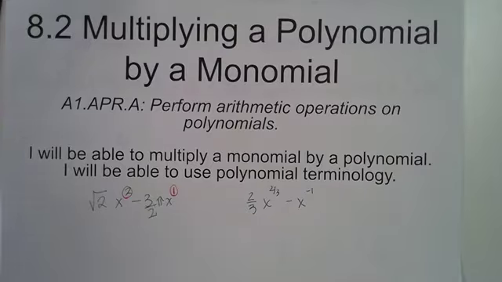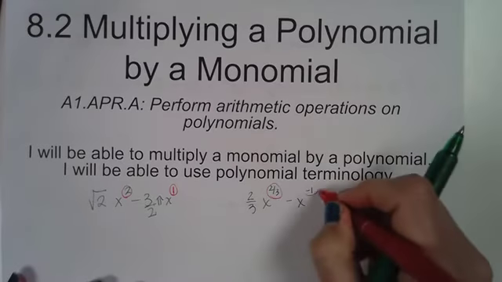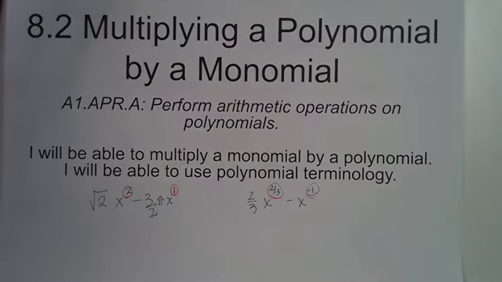What about 2/3 x to the 2/3 minus x to the negative 1? Is that a polynomial? No. Why not? Because both of the exponents are too crazy. Those exponents are totally crazy. Okay, we want whole number exponents.